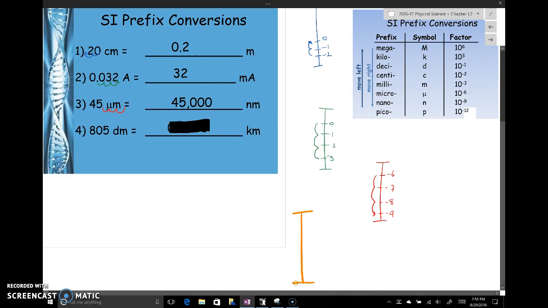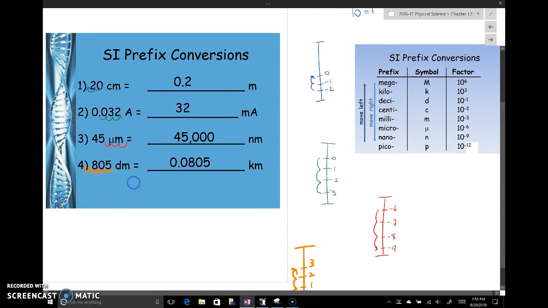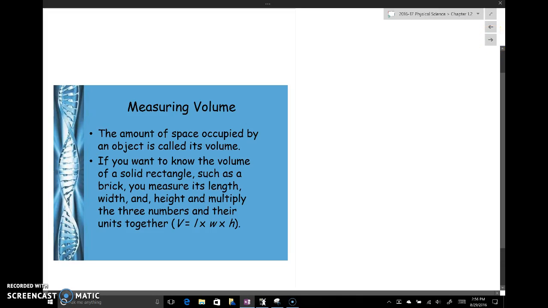And deci is negative 1 and kilometers 3. So we're going to go negative 1, 0, 1, 2, 3, and that's going to be 1, 2, 3, 4 to the left. And we get 0.0805 kilometers. All right, let's move on.